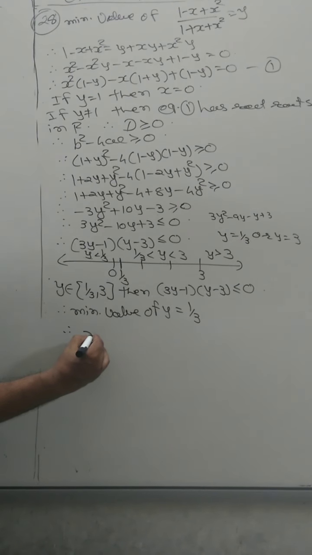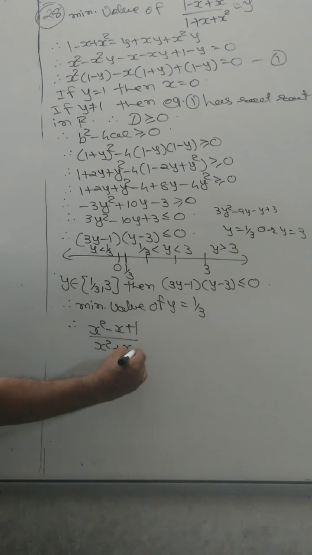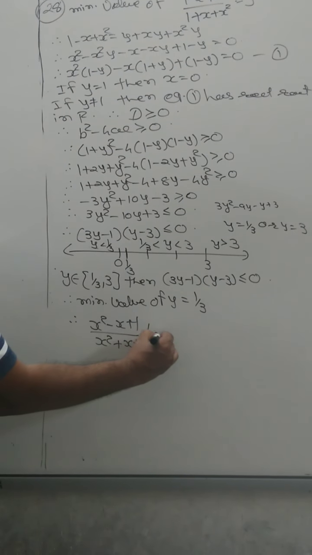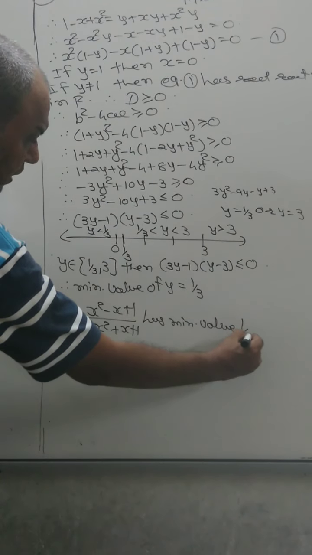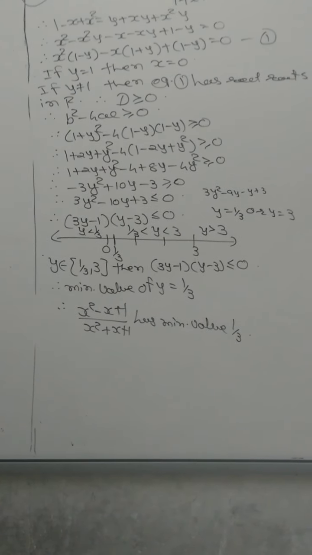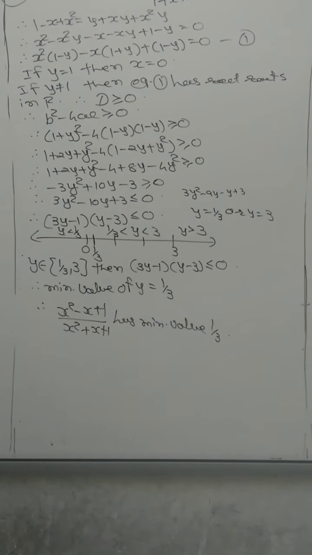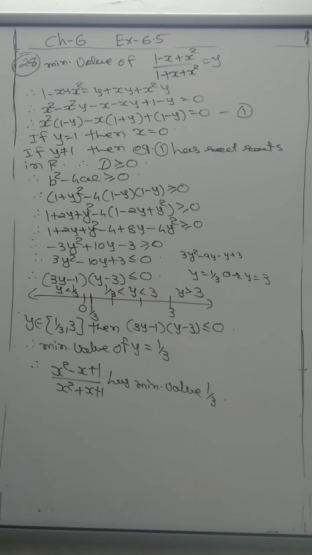Therefore, the minimum value of (x² - x + 1)/(x² + x + 1) is 1/3. Okay, so this way we find our answer. Next question.